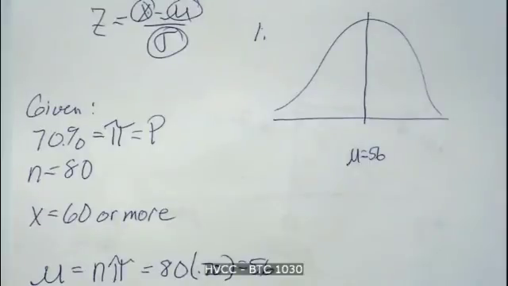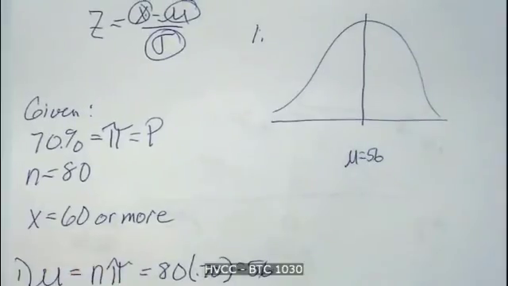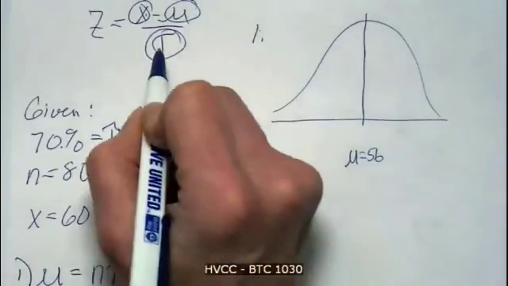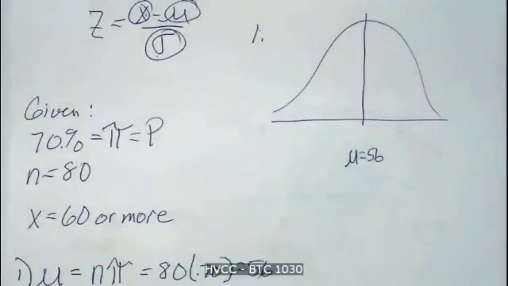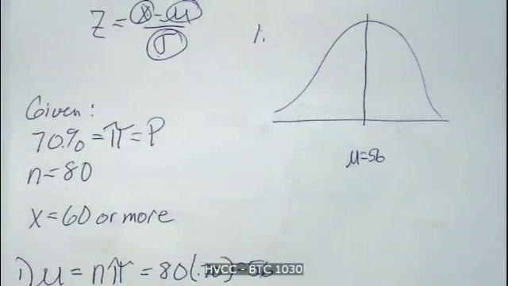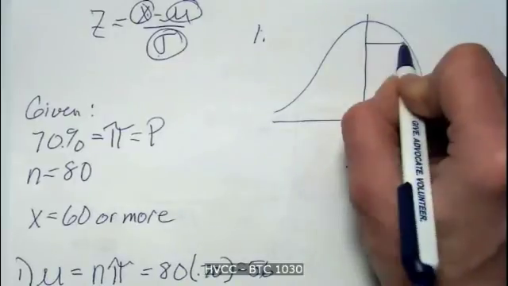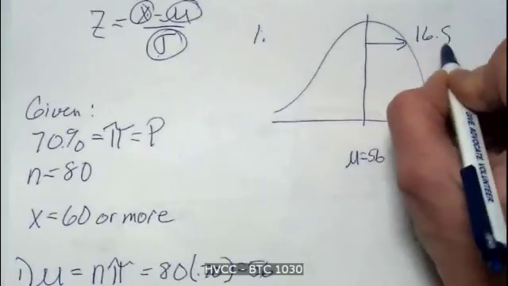Now we have to find our standard deviation. Standard deviation is the square root of n times probability times 1 minus probability. N, 80 times 70% times 1 minus 70%. And when you do that calculation, you should get 16.8. So our variance is 16.8.